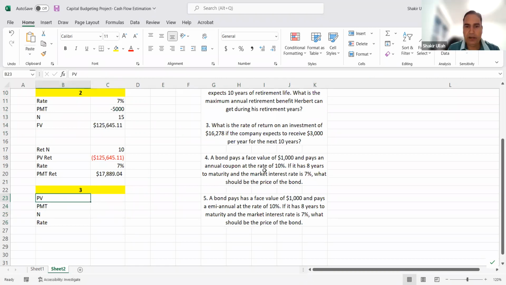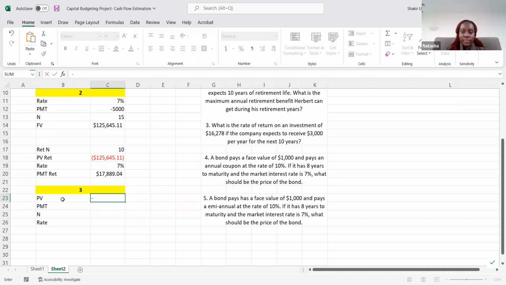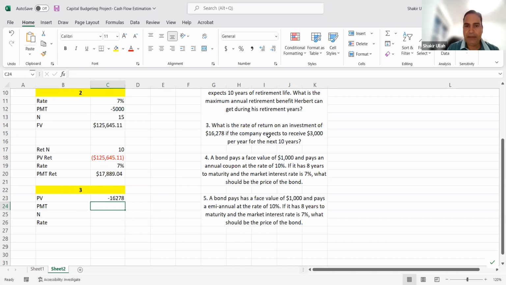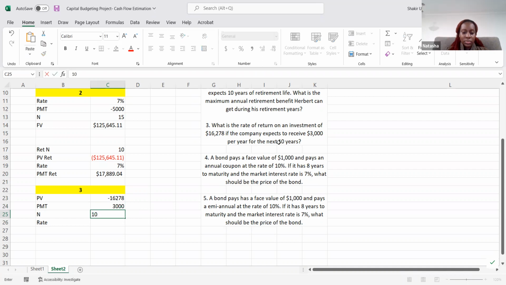So what is the present value in this? What is the rate of return on an investment of 16? That is our present value because we are making an investment of 16,278. And this should be a negative number because we are making the investment, so that's a cash outflow. And the payment is, as you said, 3,000, because we expect to receive 3,000 per year. For how many years? For 10 years. So N is 10.